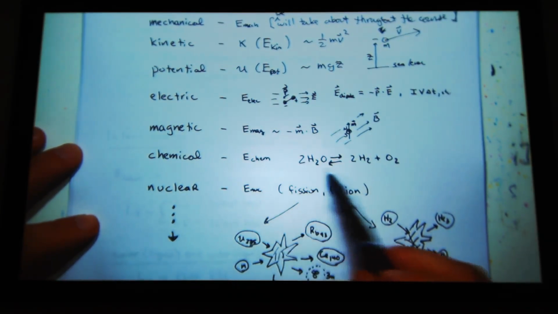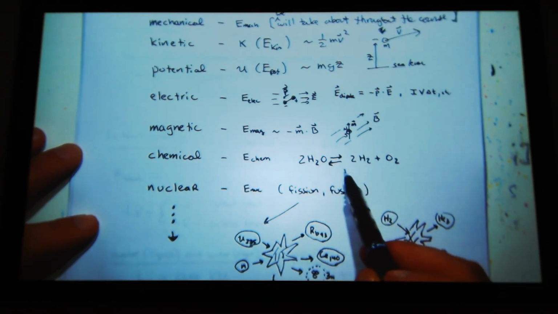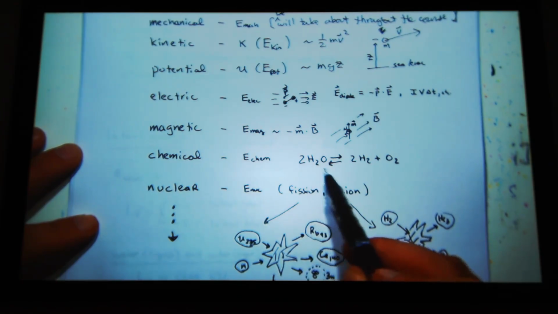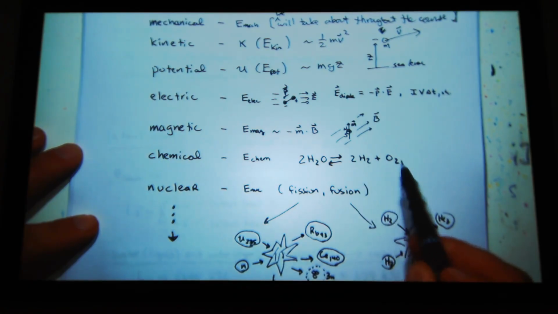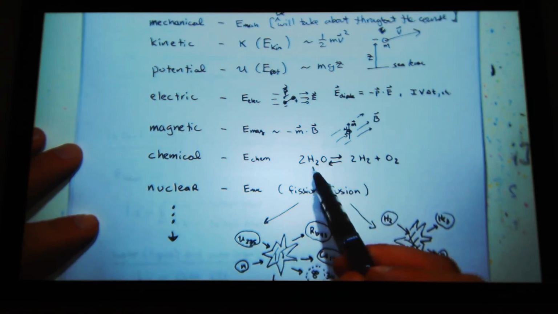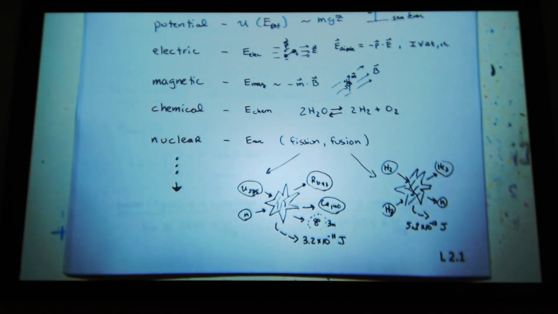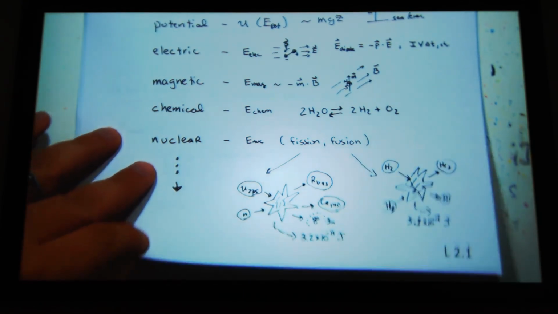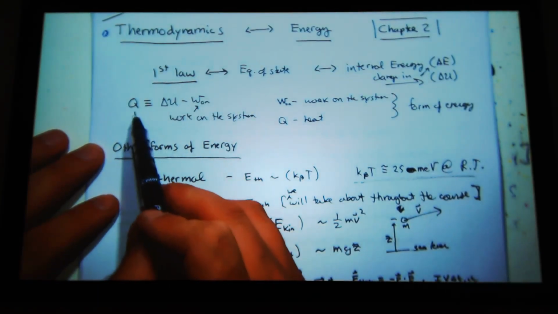I just have some energy associated with the reaction, so I can do water splitting. I can take two H2Os and make two hydrogen molecules and an oxygen molecule, or I can take those gases and go back. And then nuclear energy, where I can have fission and fusion reactions and whatnot. So there's many forms of energy, and we're interested in this.